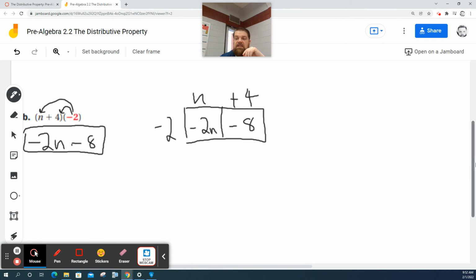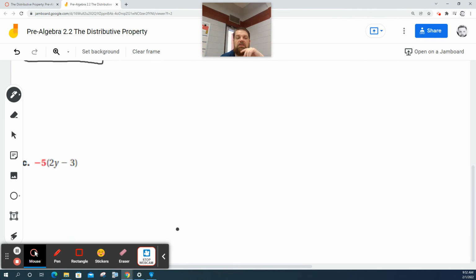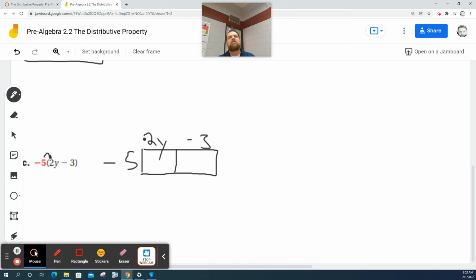All right, let's move on to the last problem. Well, the last example for this, the last problem for this example. So I'm going to say negative 5. Draw my box. What do I put up here? Positive 2y minus 3. What's negative 5 times 2y?